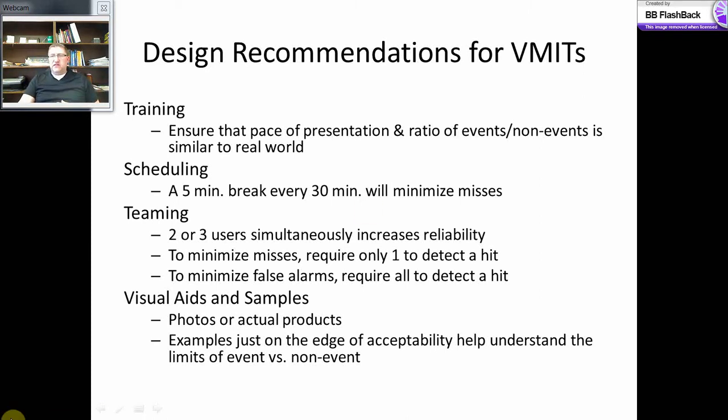Then finally, visual aids and samples. In other words, if I need to look for a rotten piece of fruit, give me a rotten piece of fruit or a drawing or a picture of a rotten piece of fruit, so that I know exactly what I'm looking for instead of having to remember it. You know what I mean? That's pretty easy to do.